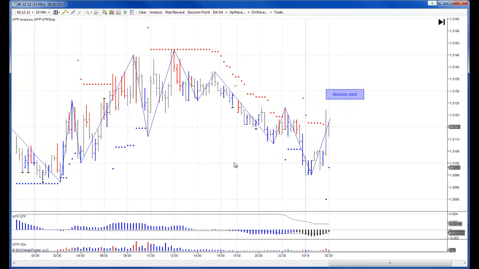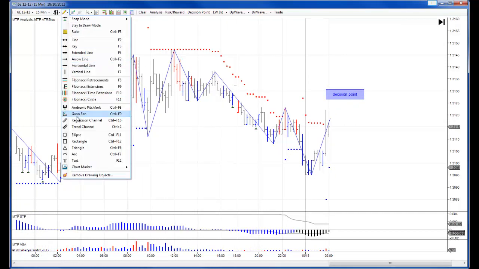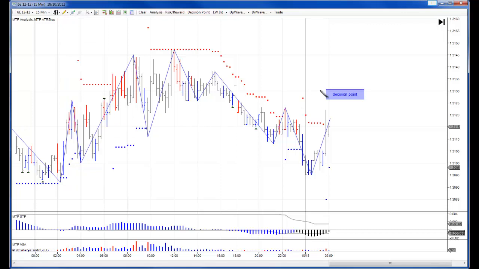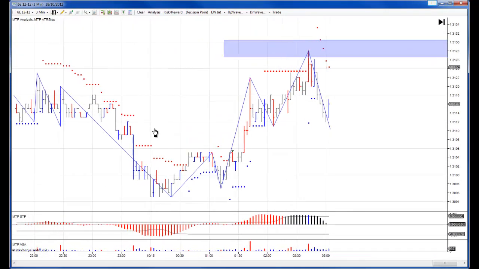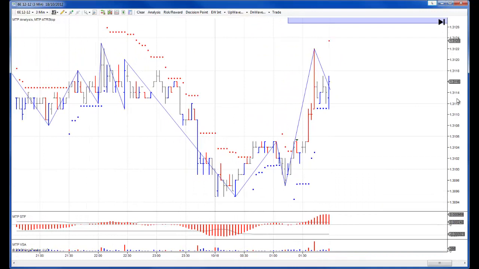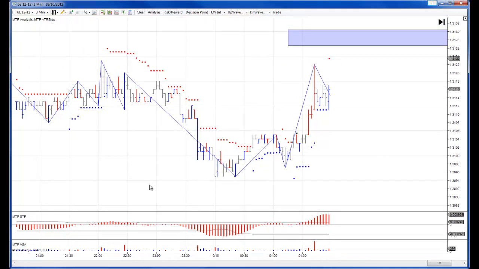So let's just go back again, and what I'm going to do in NinjaTrader is put a rectangle, using the normal NinjaTrader drawing tools, around that decision point. So when I come down to the 3-minute chart, you can see that decision point is left on the chart for you. So let's just go back a bit and see how this would have unfolded.